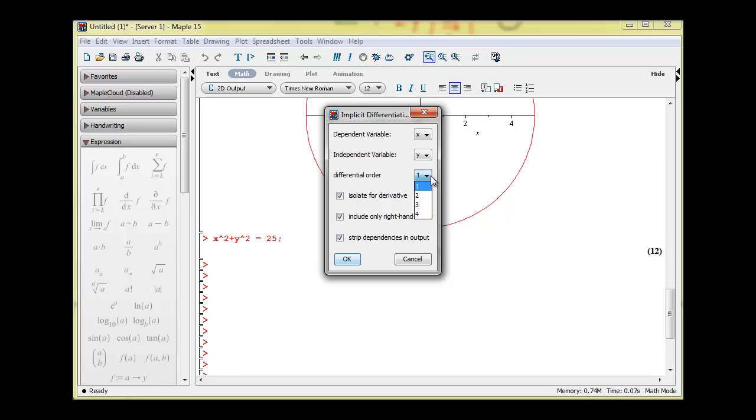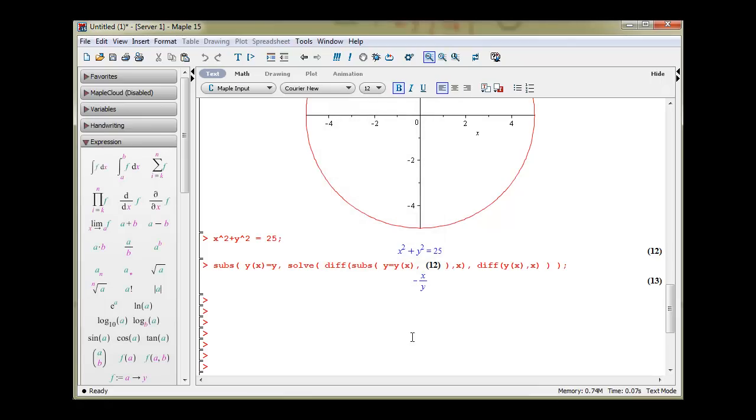This is the number of the derivative, first, second, third, fourth derivative. This is a bunch of stuff. You can just leave these checked if you want. It doesn't really matter. Here, though, we want to swap these out. Our dependent variable is our y. Our independent is our x, because I'm taking the derivative with respect to x. So click OK, and you can see my derivative is negative x over y, just like I thought it was.